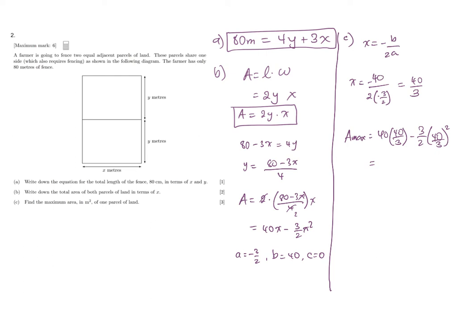Now we calculate that, and it is equal to 800 over 3, but we just want the area of one of the parcels of land. This is the area of both parcels, so I'm going to divide that by 2. The maximum area for one parcel is 400 divided by 3, which is the same as 133.3 recurring square meters.